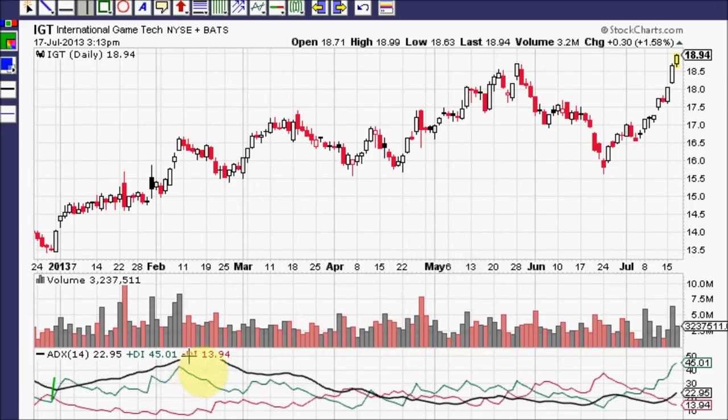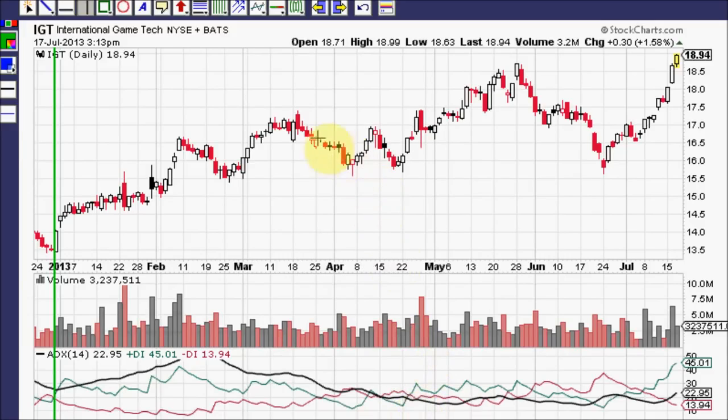Now let's take a look at this chart here of IGT. First of all, this is a buy signal right here. And it worked. The stock ran from 1350 to about 1550 in a matter of a couple of weeks. Then there's a lot of whipsawing through this area. A number of different crossovers.